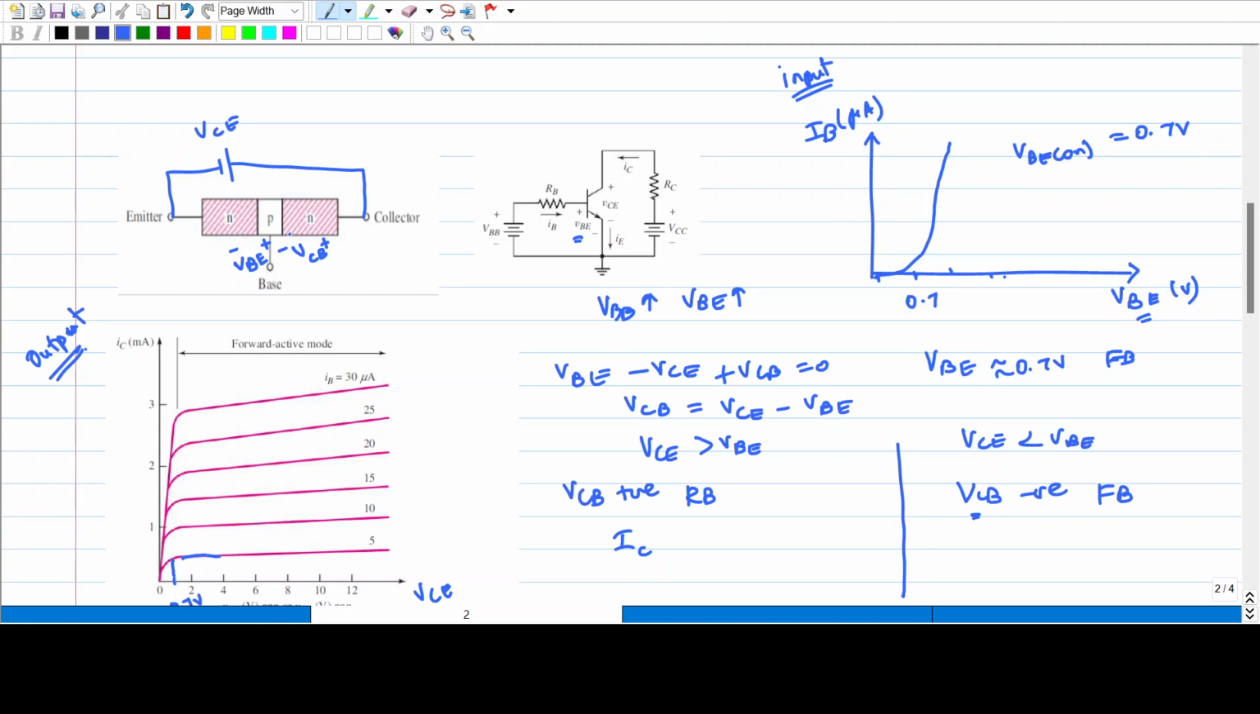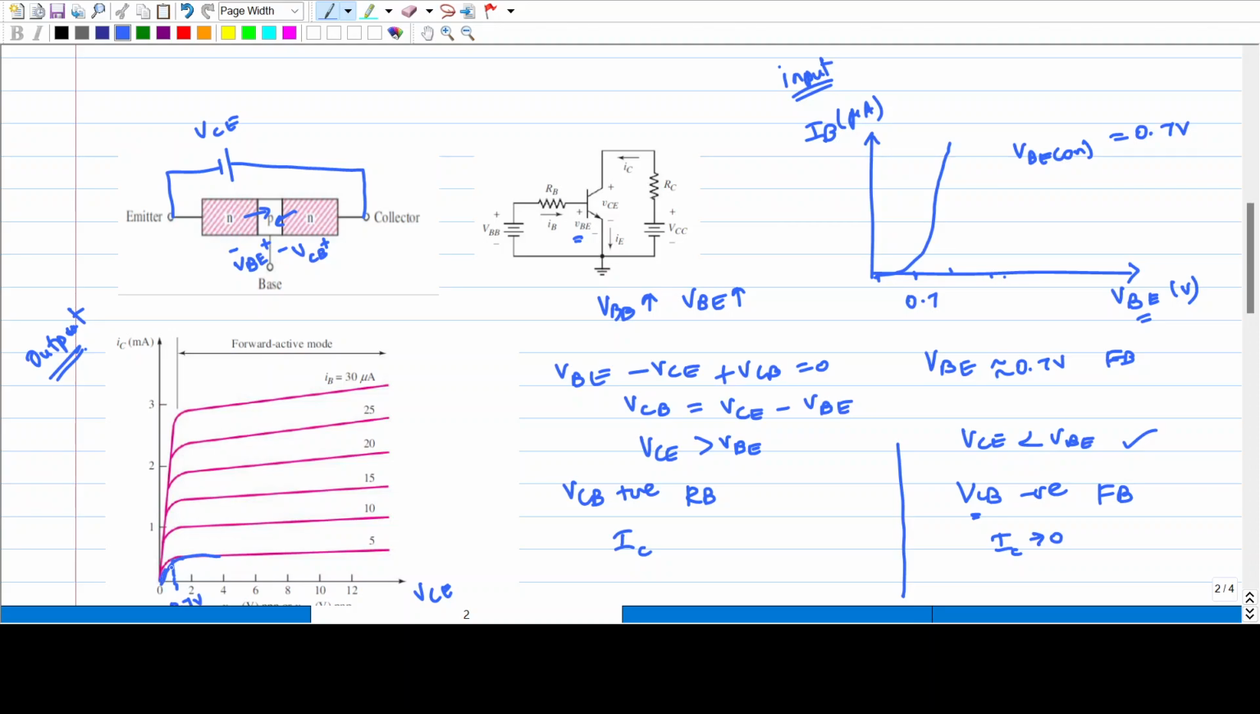Now both the junctions are forward biased. What happens? The electrons from the emitter enter into the base. Similarly, the electrons from the collector also enter into the base. So the directions of electrons are opposite, so the currents will cancel, which makes the collector current eventually go to 0. So we can see this part, when VCE is less than 0.7 volt, the collector current is eventually going to 0.